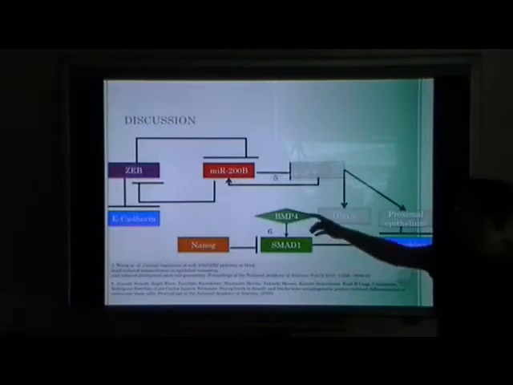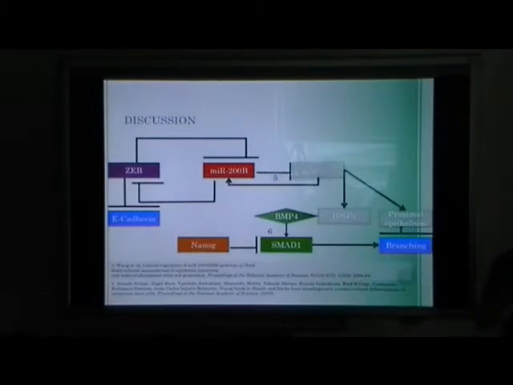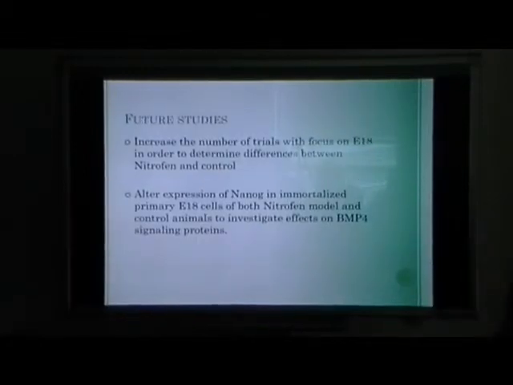So this is an essential pathway, and if NANOG is interfering with it in this, it could be an explanation as to why we're seeing a difference between nitrogen and control. If it goes up in nitrogen, all of a sudden the branching is impaired improperly too early at 18 instead of at 21. So the future studies would be to increase the trials and focus on the E18 so we can get some statistical difference between nitrogen and control, confirm that the trend we're seeing is there.